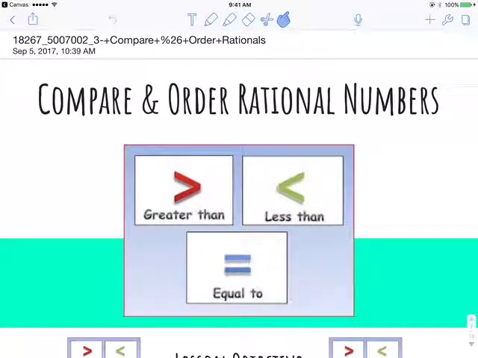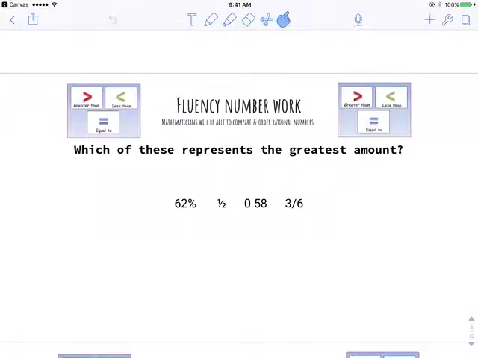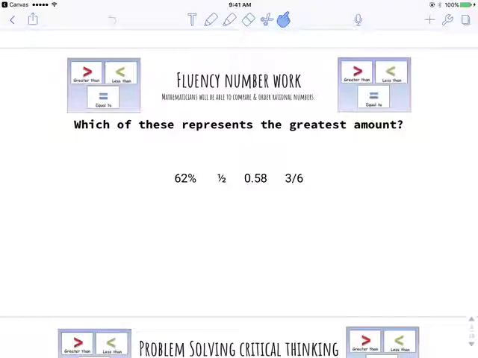All right, so today you're going to be looking at comparing and ordering rational numbers. So on this first slide, which of these represents the greatest amount? When you look at them, you need to think, how can I put them all in the same order so that they can all be done exactly in the same number types? So fractions like fractions, decimals like decimals, or percents like percents. In this problem, you're probably going to want to go to all percents.